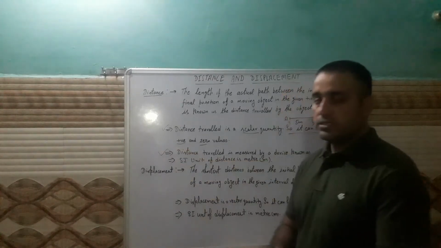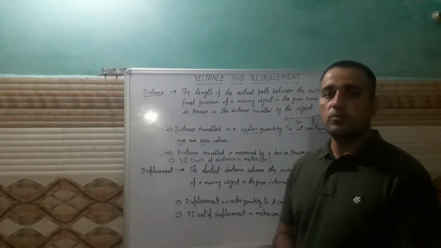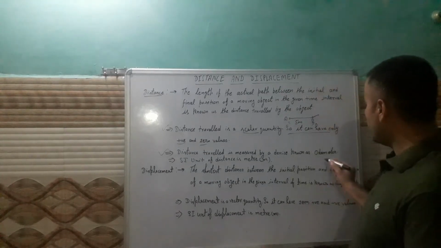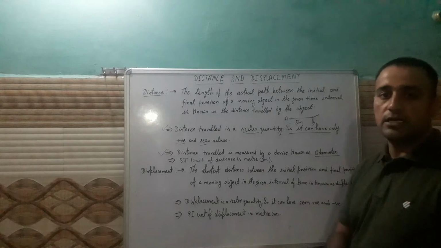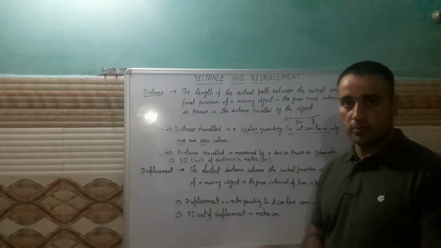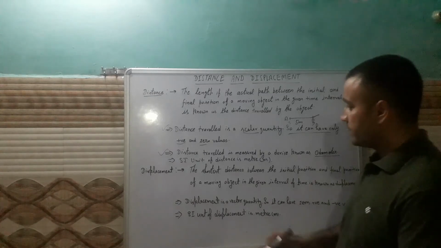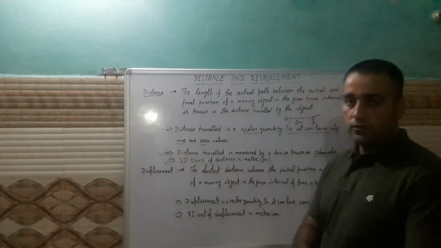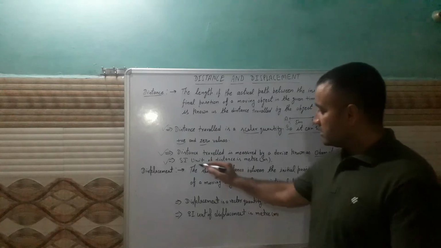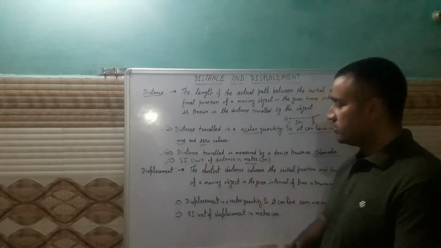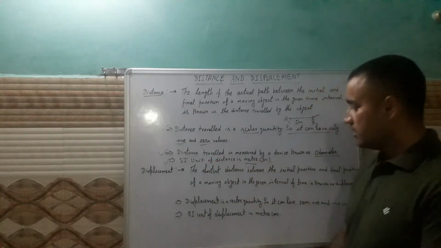Dear students, distance travelled we can measure with the help of a device known as the odometer. The device which is fitted in the dashboard of the vehicles is known as odometer. We can use this device for measuring the distance travelled. What is the SI unit of distance? We can measure the distance travelled in meters. So the SI unit of distance travelled is meter.